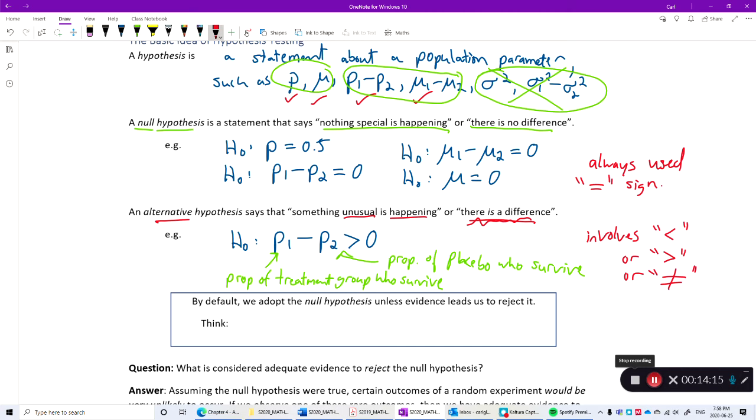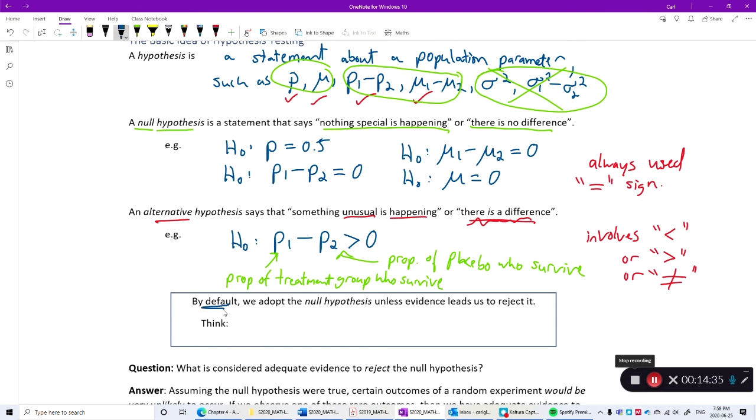Okay, so that's one clue to what kind of hypothesis you're talking about. Okay, now let me just add. I think that's okay. Let's leave it like that.